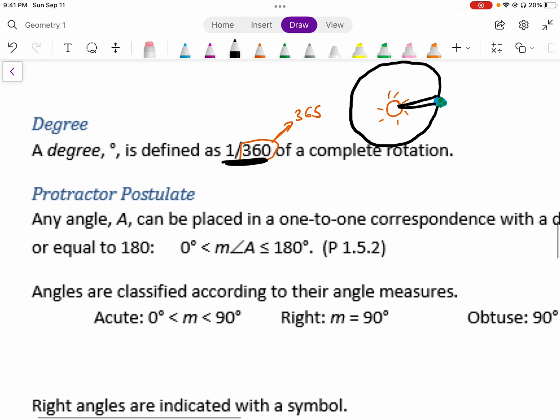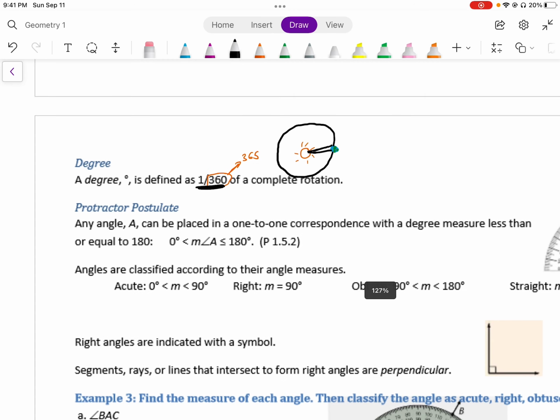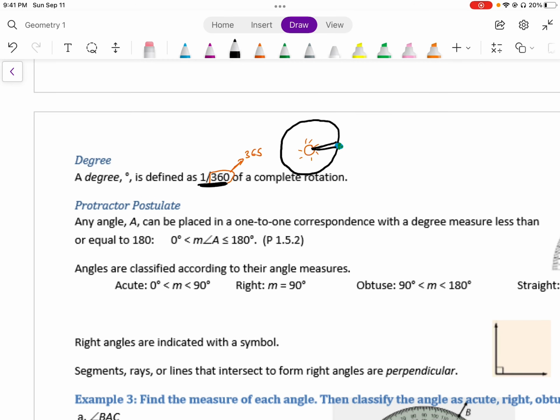Protractor postulate says any angle A can be placed in a 1-to-1 correspondence with a degree measure less than or equal to 180. So any angle can be measured from 0 to 180 degrees. We have some classifications for our angles, which you've probably heard before. An angle that's between 0 and 90 degrees is called acute. So there's an acute angle. There's an acute angle. Here's one that's still acute, getting closer to not being acute, but those are all acute angles, less than 90, between 0 and 90.